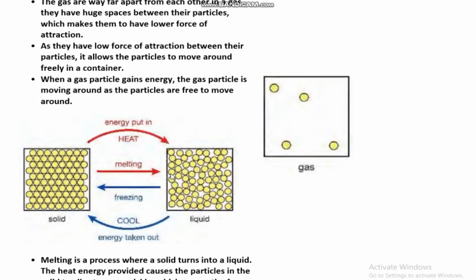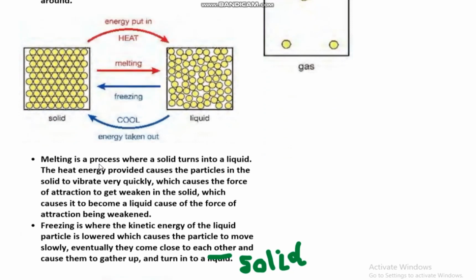So when energy is taken out, or when we cool the liquid particles, the liquid particles tend to slow down, and they slow down so much that they come closer to each other. When they come closer to each other, the forces of attraction tend to increase between the particles, which causes them to turn into solid again.